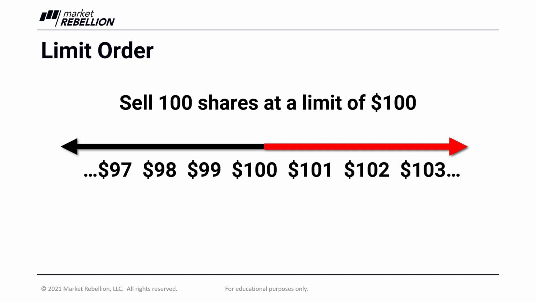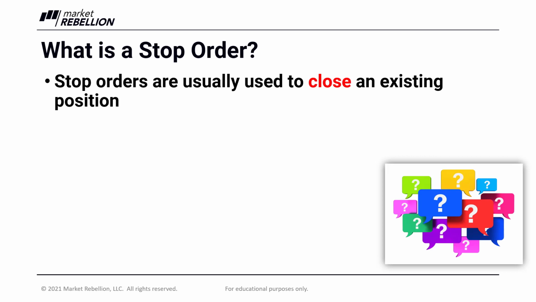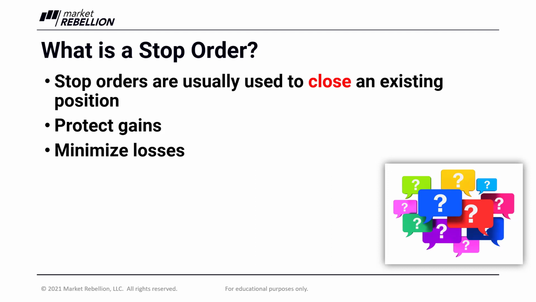All right, so once you understand the differences between market and limit orders, you're now ready to tackle stop and stop limits. So what is a stop order? Well, stop orders are, again, usually used to close an existing position. They can be done to protect gains. So maybe you bought stock at 100, it's trading for 120, and you'd like to put a stop just in case it starts going against you, trying to lock in some of those gains. But you can also use a stop order to minimize losses. So you bought the stock at 100, and if it falls to 95, you'd like to get out.